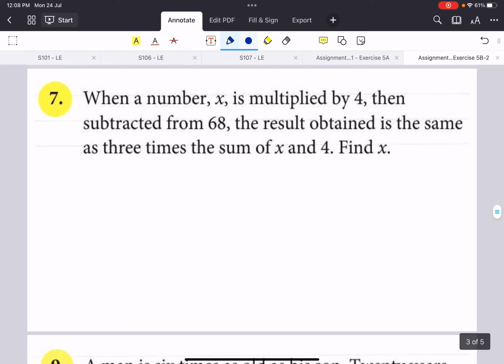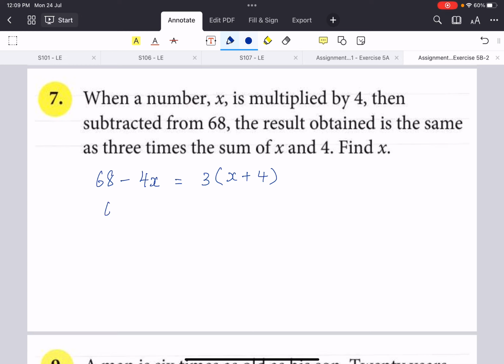When the number x, this time round they define x for us, right? When the number x is multiplied by 4, then subtracted from 68, the result is the same as 3 times the sum of x and 4. So let's find x. x multiplied by 4 is actually 4x, right? And it's subtracted from 68. That means 68 subtract 4x equals 3 times the sum of x plus 4. So that's how our equation will look, right?